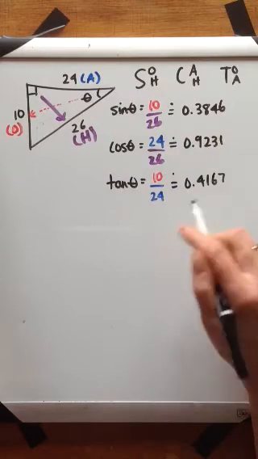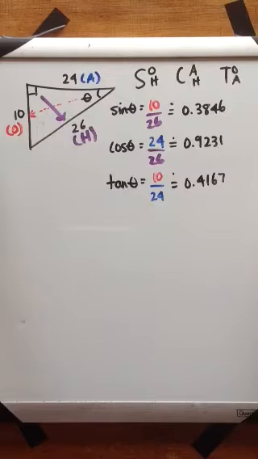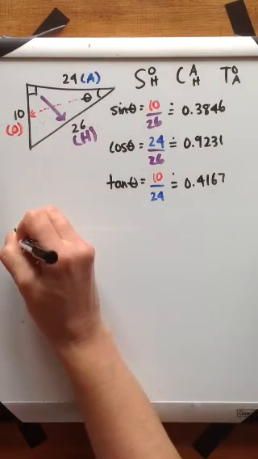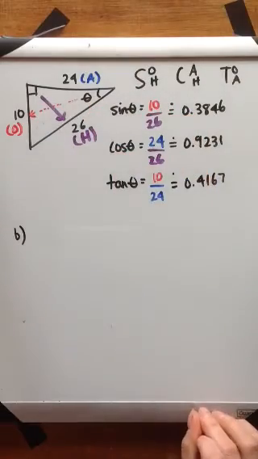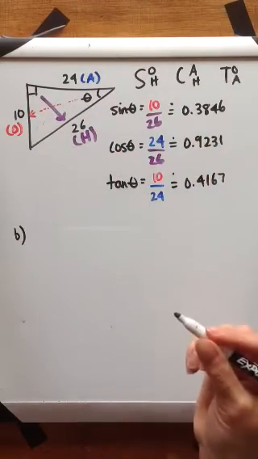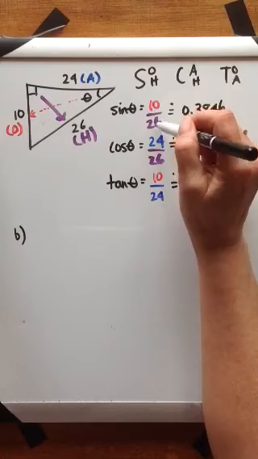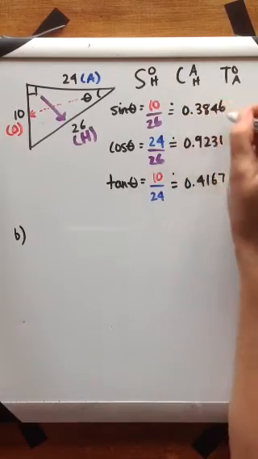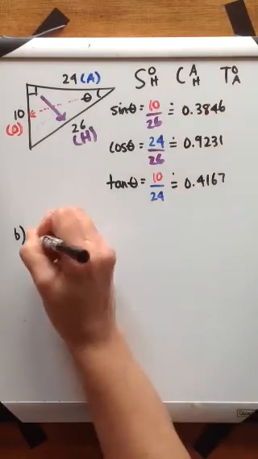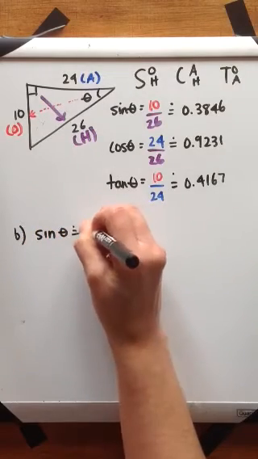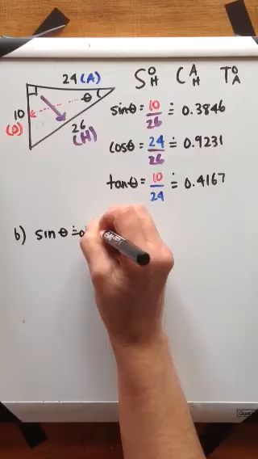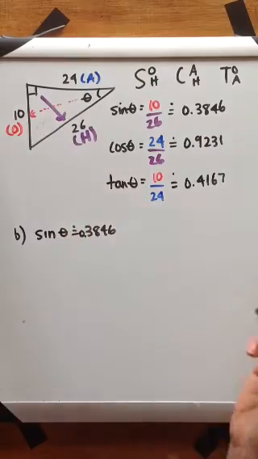Okay? So finding the ratio is great, but the best part of it all then, as we see in part B, is actually figuring out what theta is. Okay? So what I'd like you to do is go back and punch in 10 over 26 in your calculator so that you have this decimal handy. Let's do it for sine first. We know that sine theta is 0.3846 and some change, right?